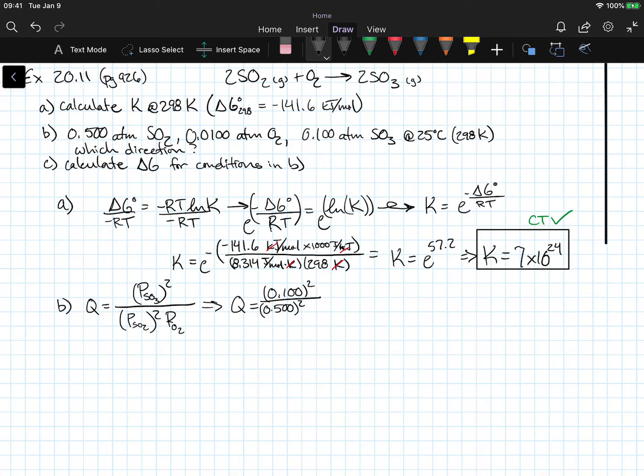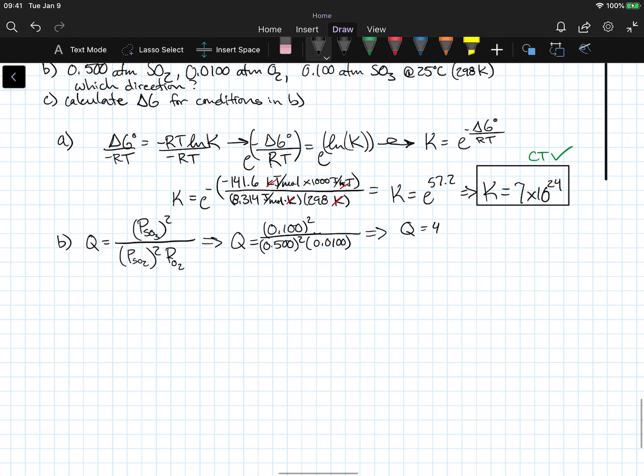0.00100, and that's just by itself. Crunch those numbers, Q is just 4. Handwriting is atrocious today. Q is 4, so we're done there.